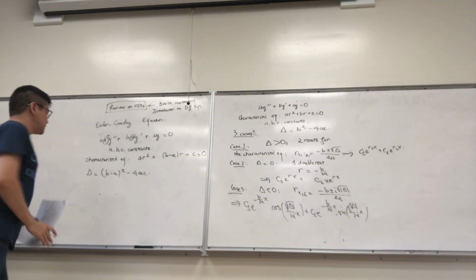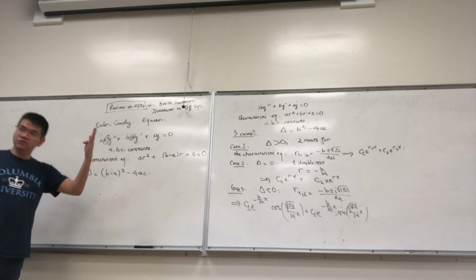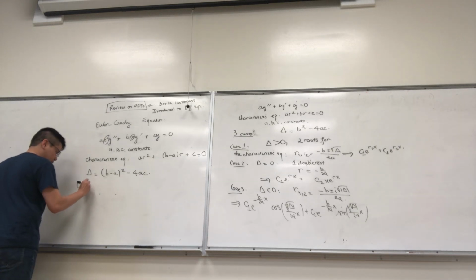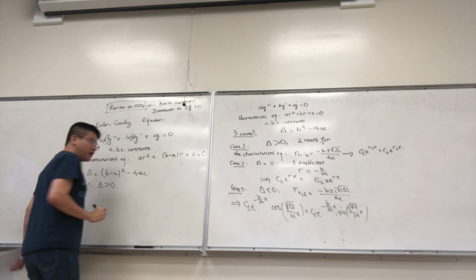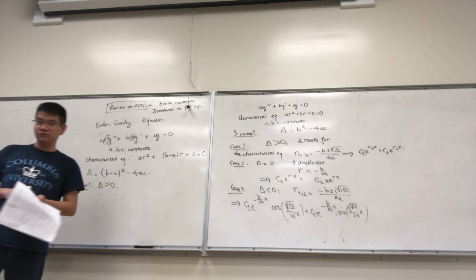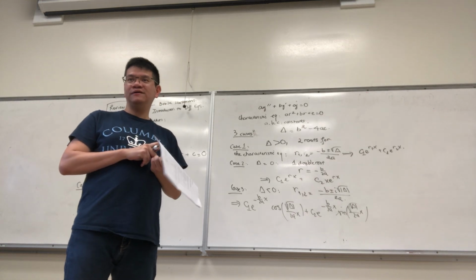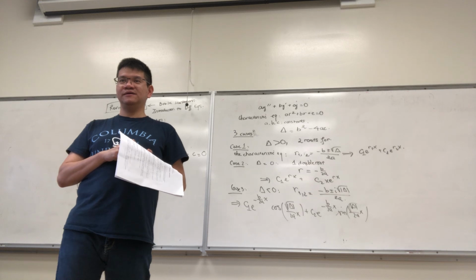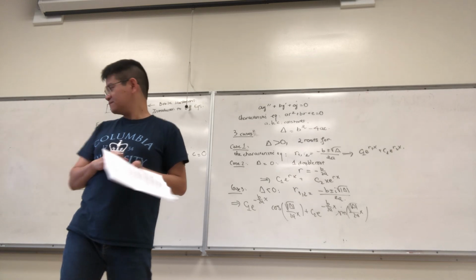In this case, the delta function will be b squared minus 4ac. Then we also have cases. Case number one: if delta is positive. What happens when delta is positive? How many roots do we have? What are they? Minus b plus or minus square root of delta over 2a.